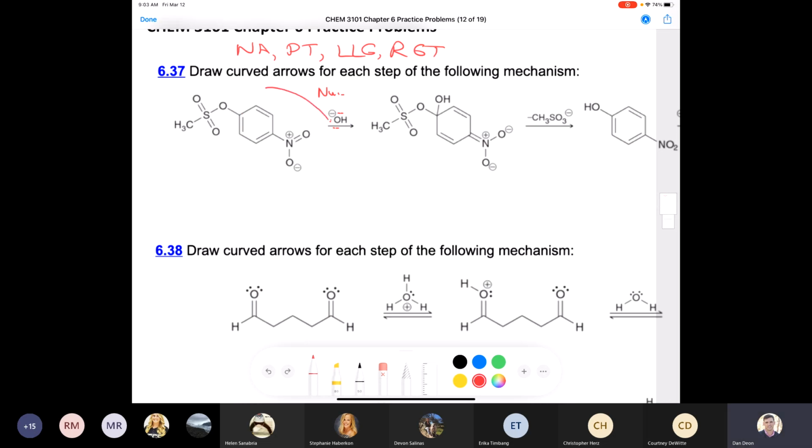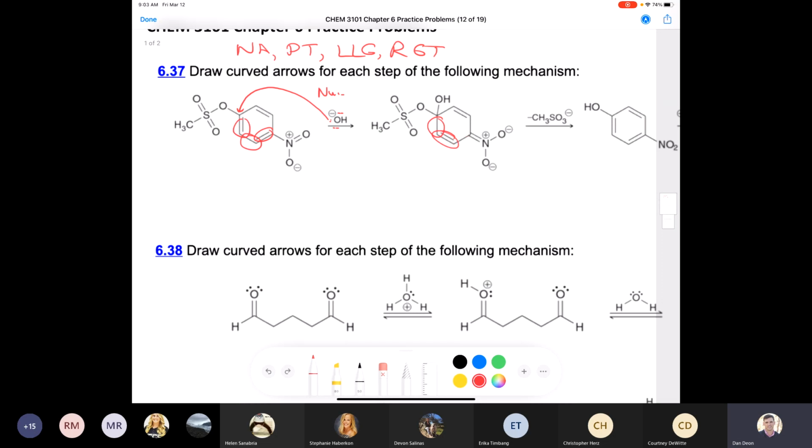So we have a pair of electrons. We start on the lone pair, and then we have a nucleophilic attack like this. There's something else that must have occurred here because this bond isn't here anymore. This has got a double bond. This is different, right?